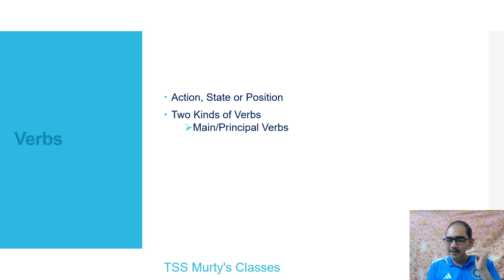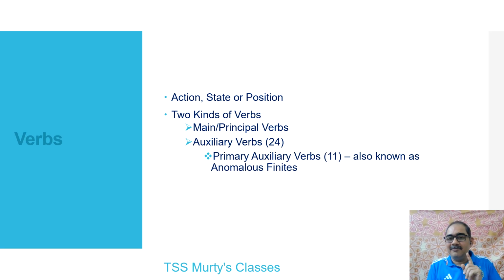Verbs are divided into main verbs, also called principal verbs in some of the books, and auxiliary verbs. They are 24 in number, while main verbs do not have any particular number. There are plenty. Auxiliary means helping. Helping verbs are 24. And these 24 are further divided into two more kinds. One, primary auxiliary verbs, which are 11. Now, these 11 are also known as anomalous finites.